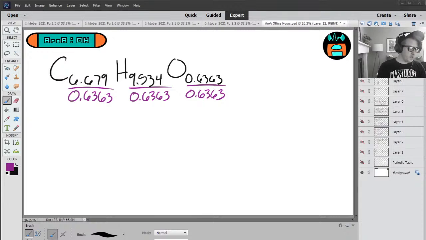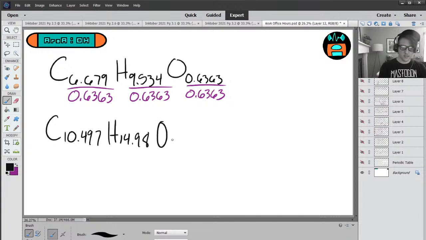Oh, and now we gotta grab my calculator. We got 6.679 divided by 0.6363. So carbon is 10.497. Hydrogen, let's see, 9.534 divided by 0.6363 comes out to be 14.98, and oxygen is 1.